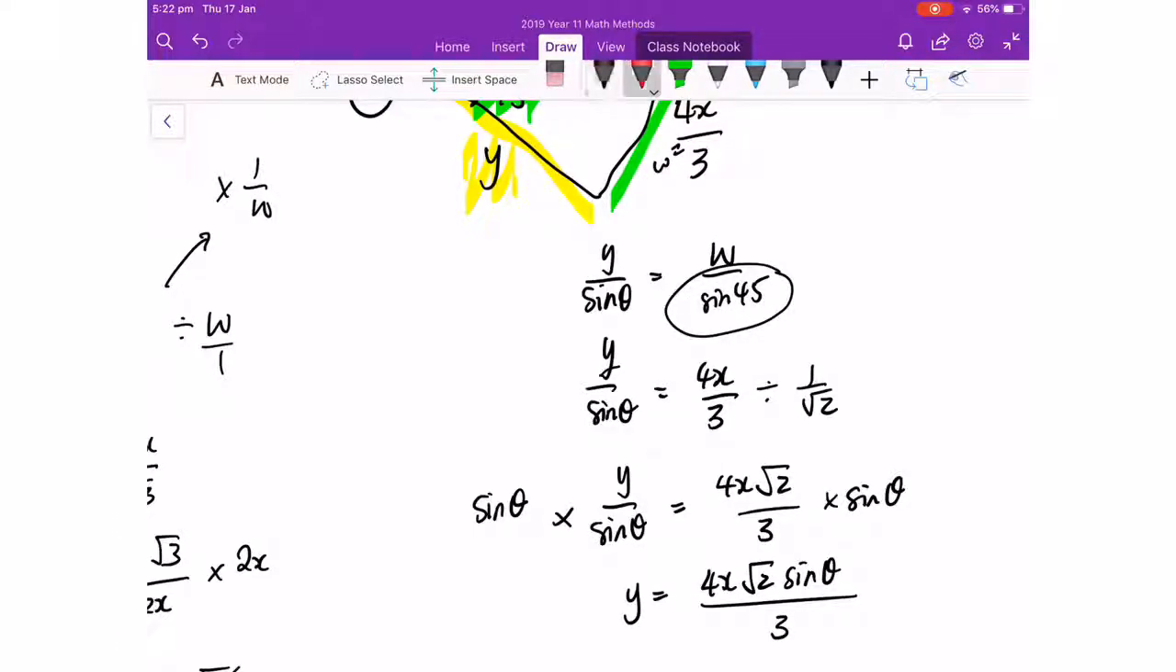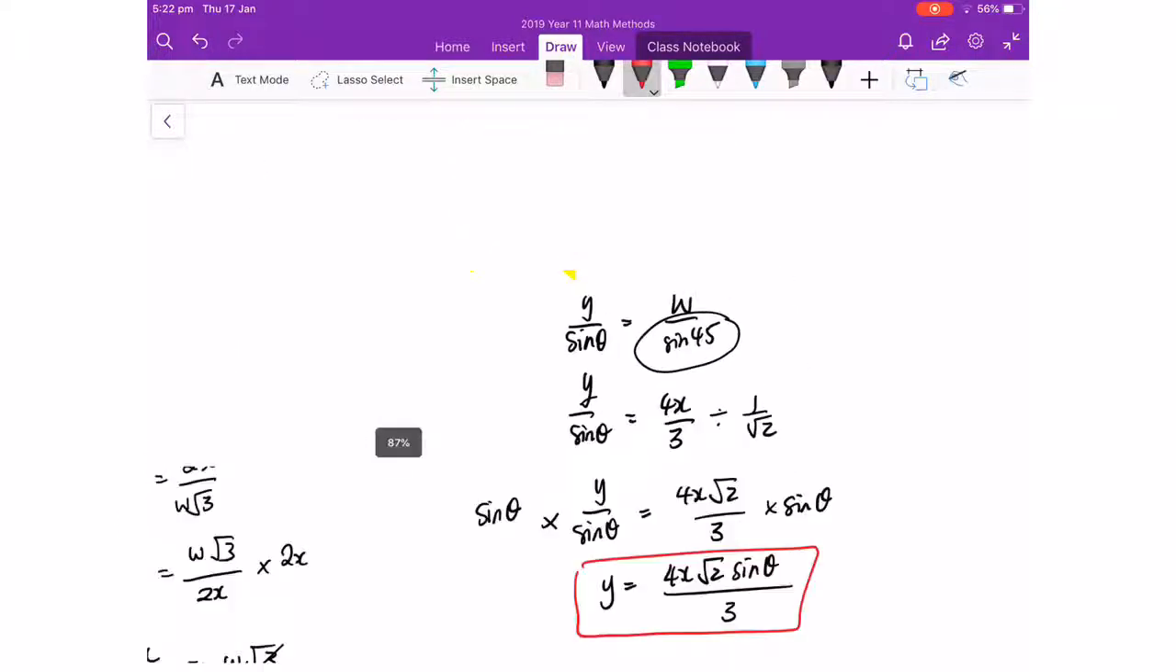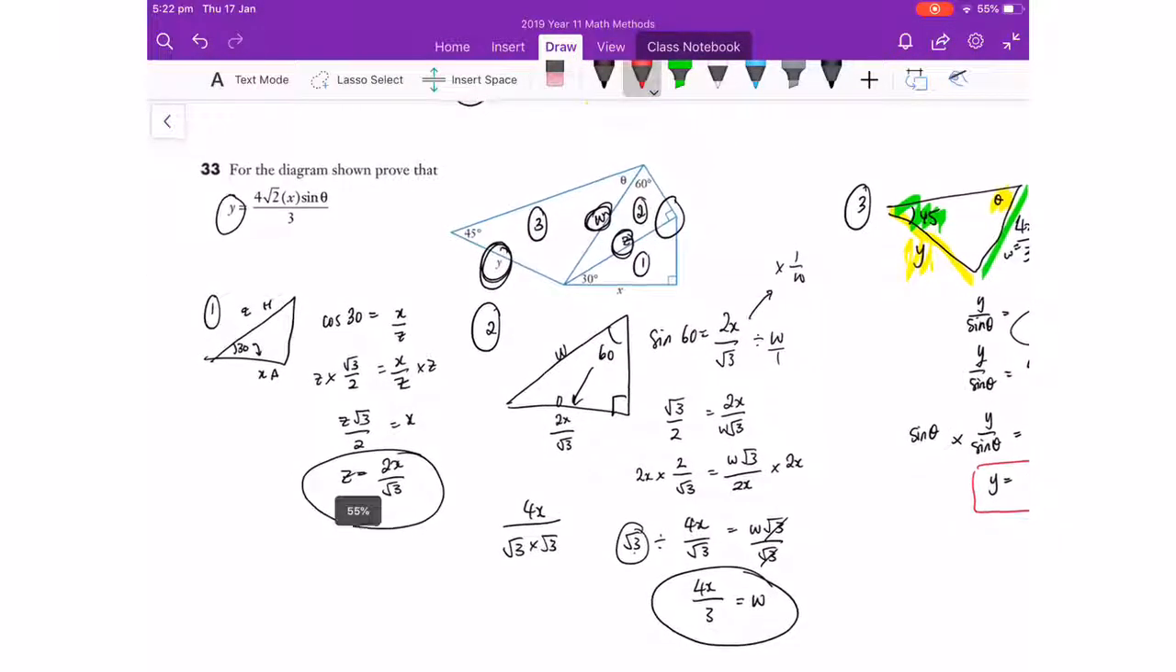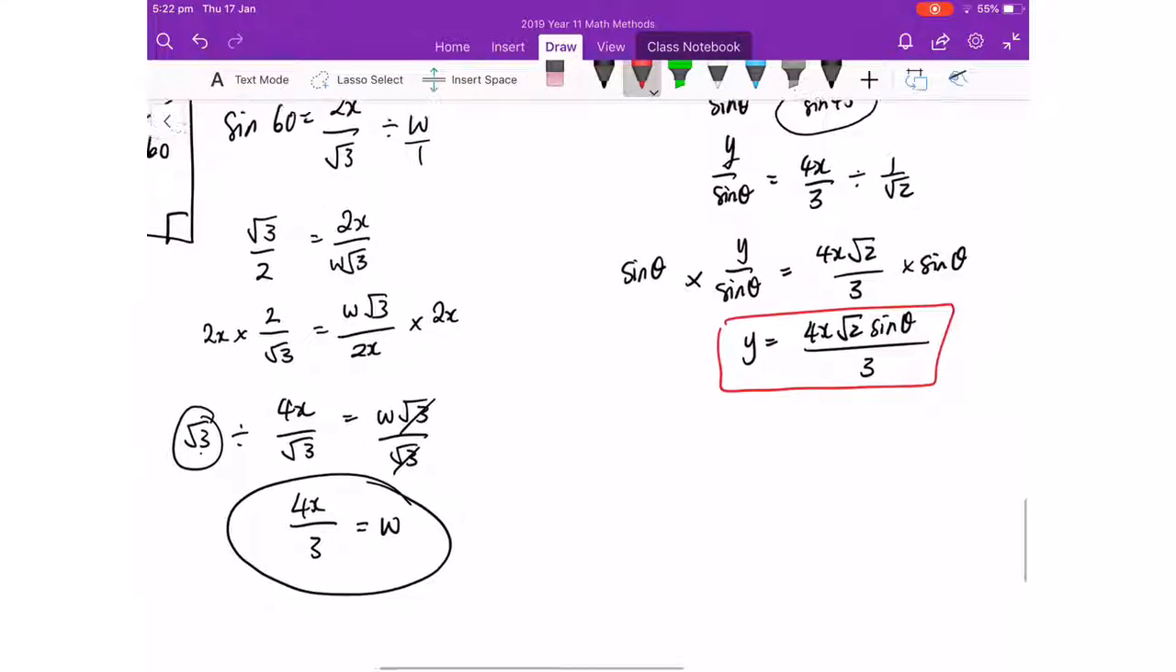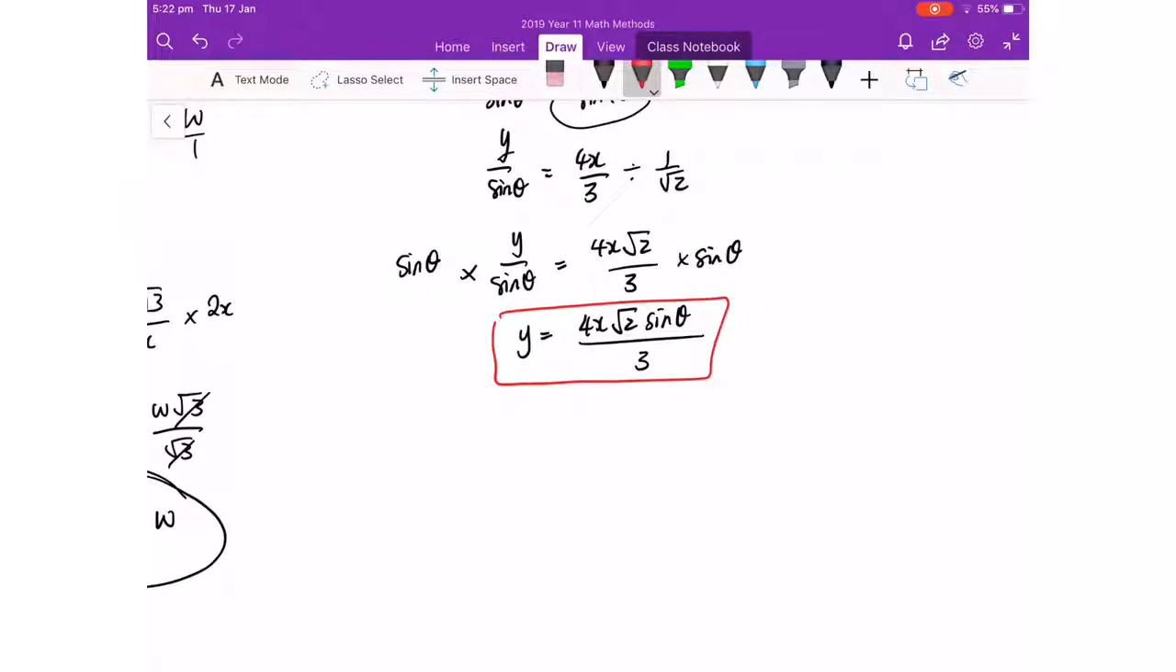And let's check whether or not that's the same. Let's have a look at our lovely work. So 4 root 2 x sine theta divided by 3. We've got the exact same thing here, just that these are flipped around. But they're all multiplied, so it doesn't matter anyway. And that's our final answer. So let's highlight it now in a lovely color.